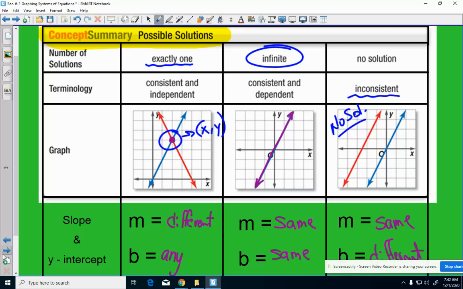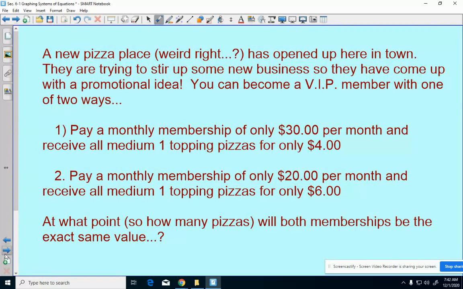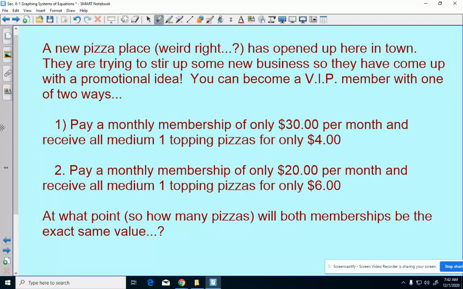All right, last one, and then we're done. Take a look at this. I know you guys love words so much, right? So here in Canal Fulton, I think we've got two things more than anything else: pizza places and churches. So I'm going to try to open up a pizza place. I'm going to try to get into the business, right? We're going to open one up, trying to get some new business. I give you a promotional plan to become a VIP member. Everybody wants to be a VIP member.